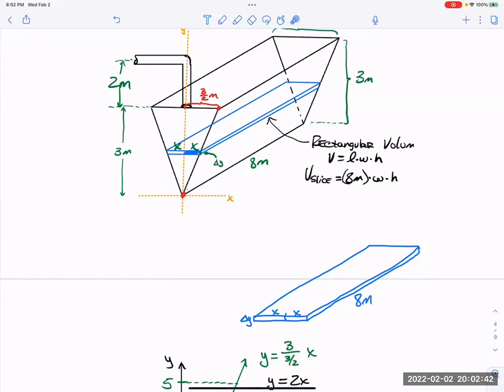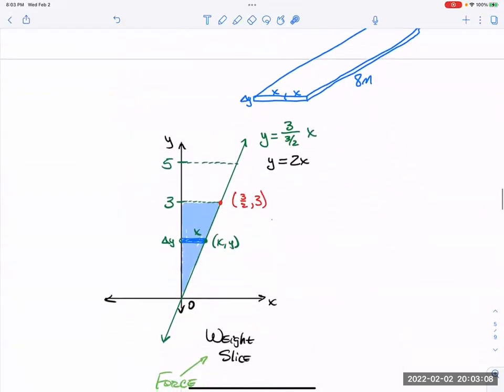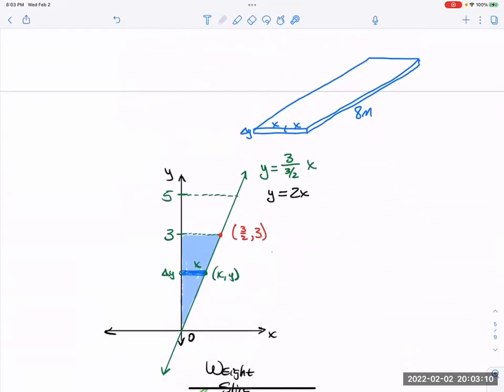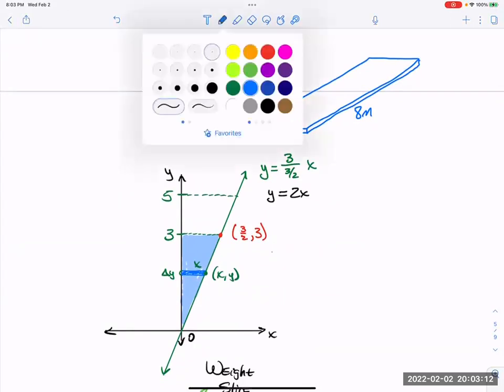So when we look at the volume of this actual slice, its length is 8 meters. What's its width? It's an arbitrary width. It's x plus x, which is 2x. And then what's the height? That's delta y. I'll leave that slice for now so we can look at it, and let's try to get to a point where we can take a break.